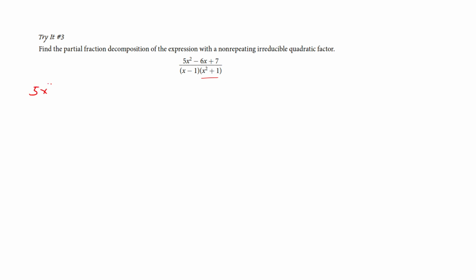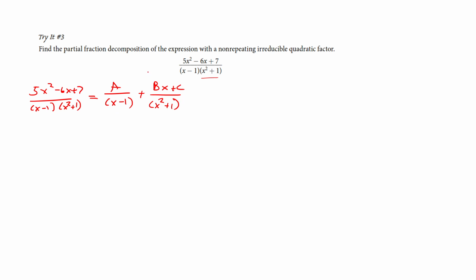We're going to do 5x squared minus 6x plus 7. That's going to be a. So this first term is linear, so we can just do this like we did before. Now the problem here is that this is quadratic and it cannot be reduced. So we've got x squared plus 1. So this is going to be bx plus c. That's what's new in this one.